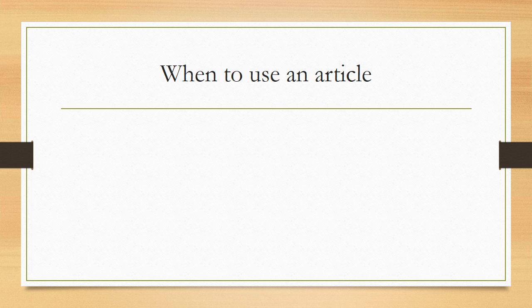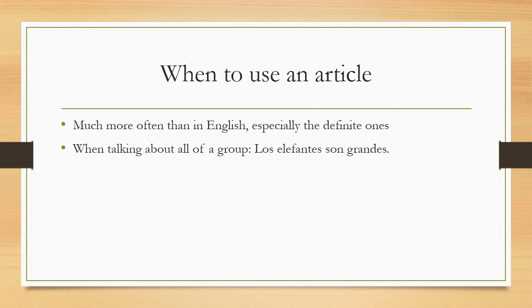Okay, when to use an article. Now, this is a very complex topic in Spanish, but I'm going to make it really simple and just say that we use it much more often than in English, especially the definite articles. So there's lots of times when we use the article in Spanish that we don't use it in English. And you're going to be like, why are they saying el there? Why do you need that? And you just do. So here are 3 cases that I wanted to say are important.